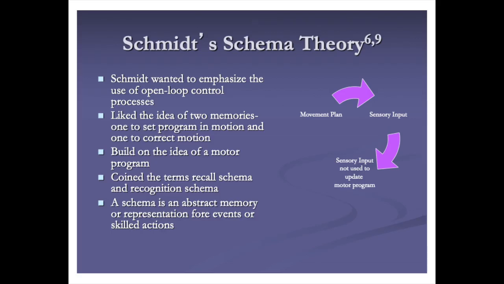So instead of it being one plan for one thing that we do, Schmidt said, no, these are going to be generalized movement patterns that we're going to use for a lot of different events and for a lot of different skilled actions. So Schmidt, again, opened up the loop so that we could apply this schema to multiple activities that happen very, very quickly. And so we update the schema, and then we hold it, and we use it for the next time we activate that motion.